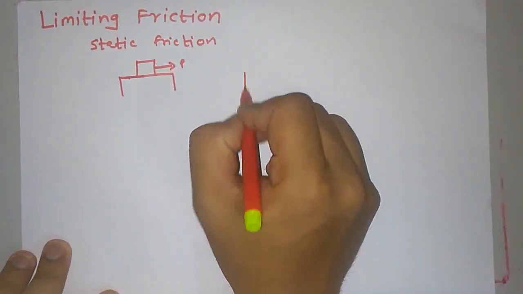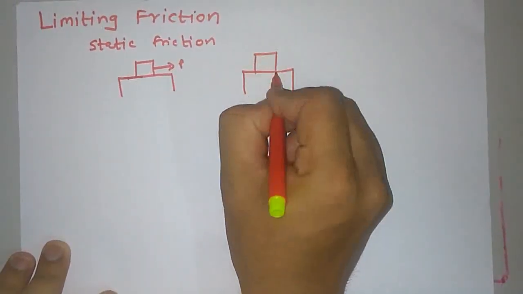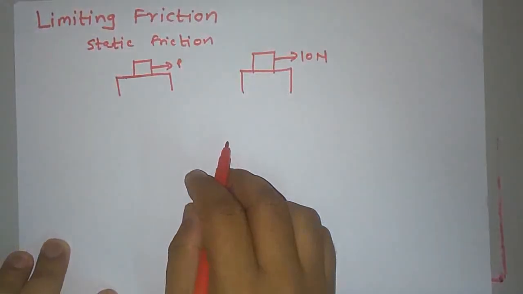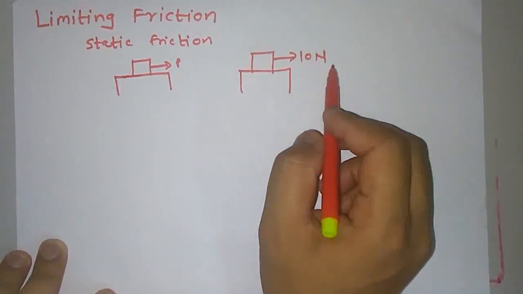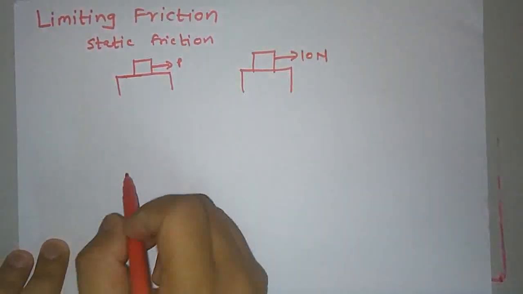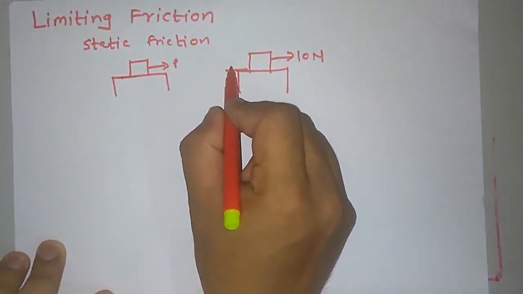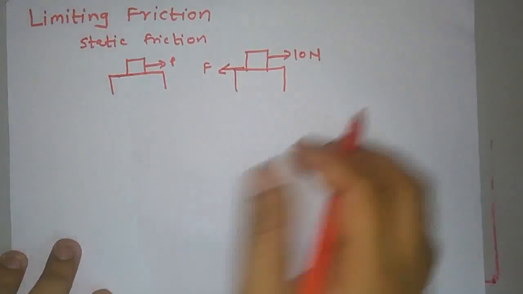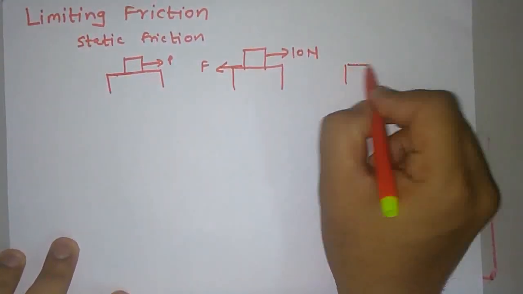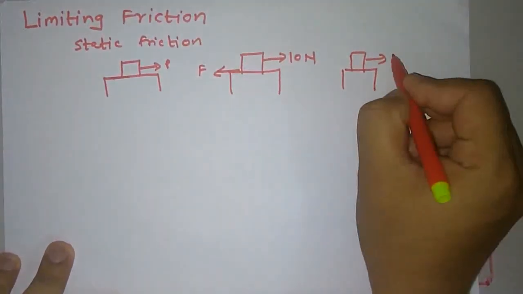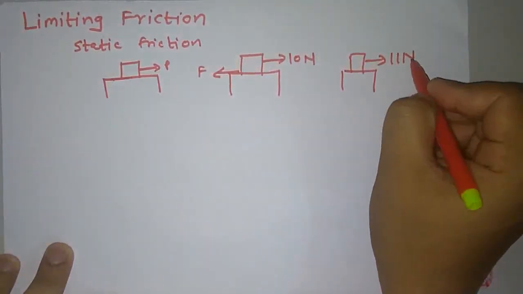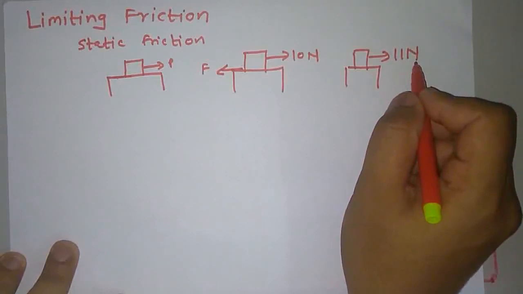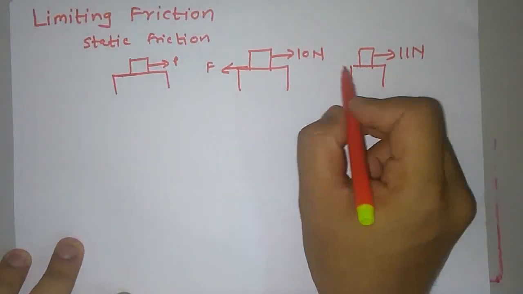Now let's suppose I am applying a 10 Newton force to this block. Though I am applying 10 Newton of force, it is not moving, due to this static friction, or this frictional force. So I increase the force by 1 Newton, to 11 Newton. Though I increase the force up to 11 Newton, it is not moving.